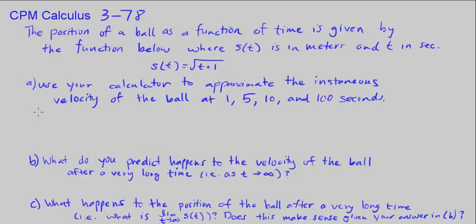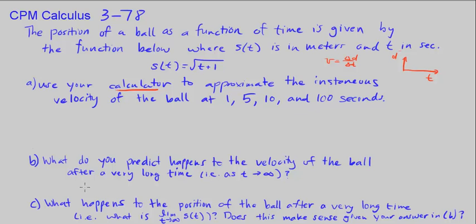Remember, what we need to know is the instantaneous velocity given a graph of distance and time. We know velocity is change in distance over change in time, which is the slope. Here is our y value, here is our x value, change in y over change in x, so this is the same as the slope. Let's go ahead and use our calculator, as it says, to approximate it at time 1, 5, 10, and 100 seconds.